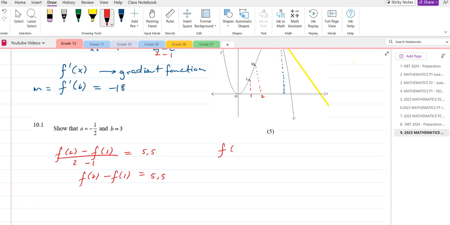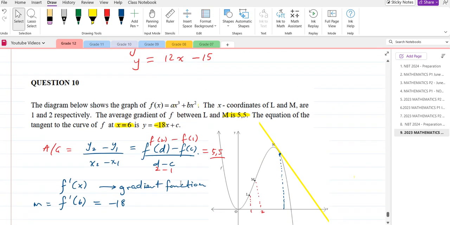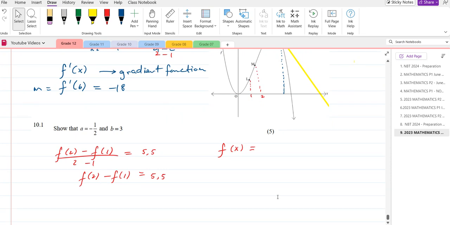Now what is f of x? F of x is ax cubed plus bx squared. So what's f of 2? F of 2, I'm trying to solve this, the first information that was given.